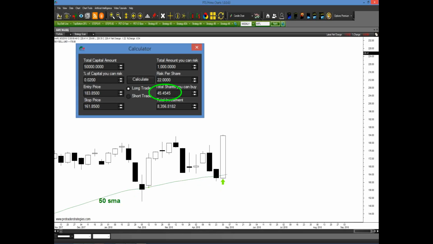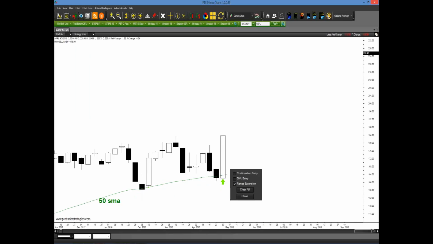How many points does that translate into? 22 points, okay? That's what you're risking in terms of points. So this allows us to buy 45 shares. Now, we see here that we're only using a little over $8,000 of our 50,000. So if we wanted to, we could either keep that at 45 or round it to 50 shares, okay? So let's say we rounded it off to 50 shares. All right, so we're buying 50 shares of Apple at the end of April.